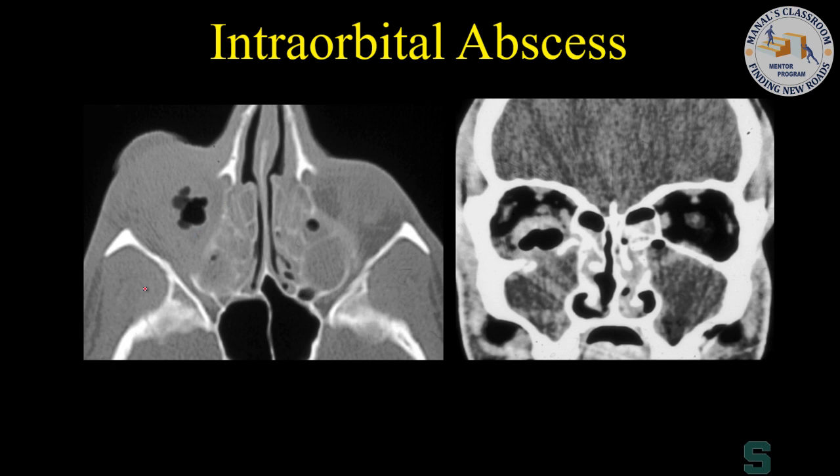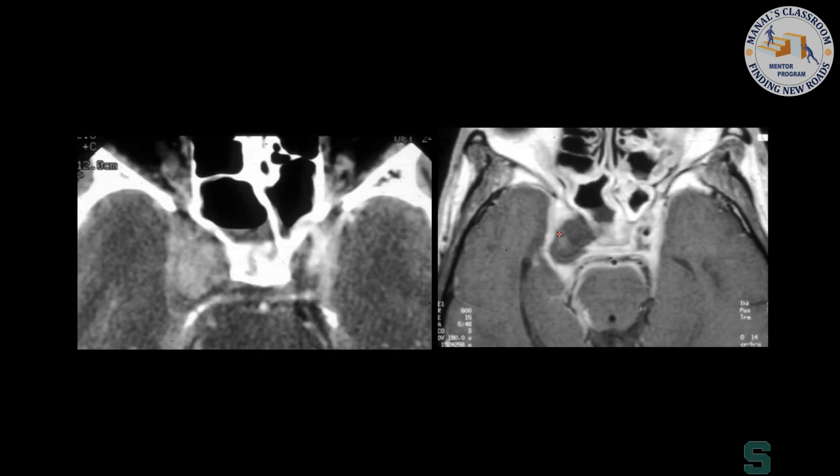But I remember sitting down and looking at this case, and I saw, my gosh, this doesn't look right here, right? There's air back in the orbit, and when we look at the coronal images, this patient had a blowout fracture involving the inferior portion of the orbit, and this was never fixed, and so all of this infected sinus ended up extending superiorly, involving the orbit, and this turned out to be an intraorbital abscess.